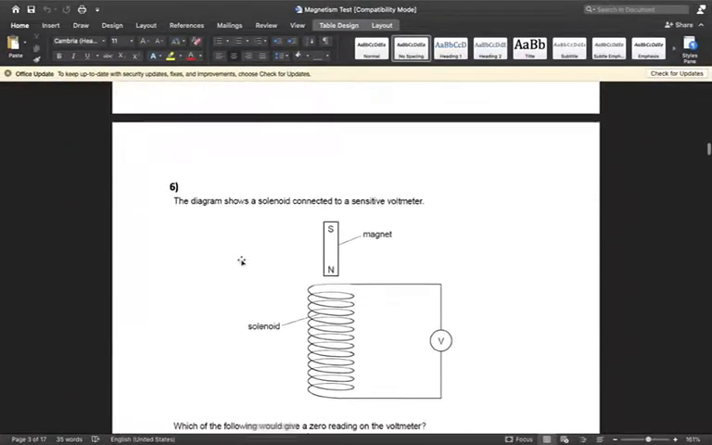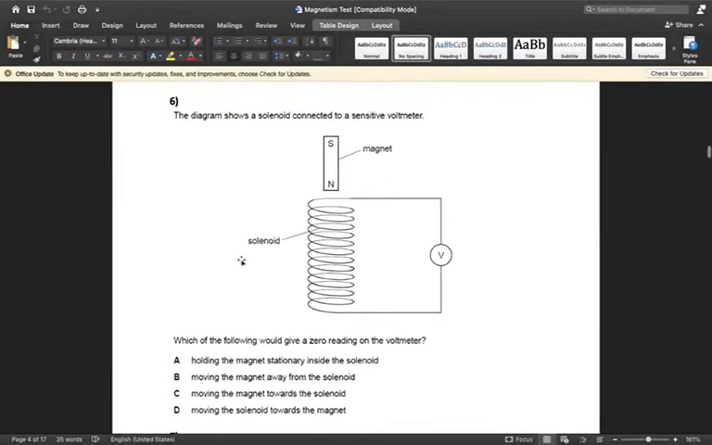So, after that, we have the diagram shows a solenoid connected to a sensitive voltmeter. Which of the following would give a zero reading on the voltmeter? Holding the magnet stationary, moving the magnet away from the solenoid, moving the magnet towards the solenoid, moving the solenoid towards the magnet. Which one of the four options here would give a zero reading on the voltmeter?